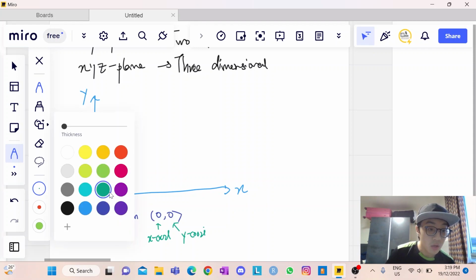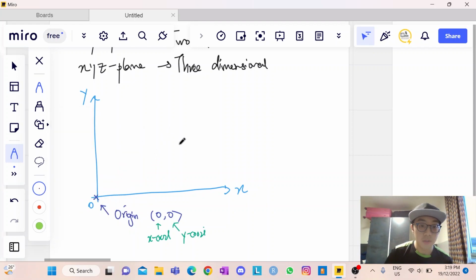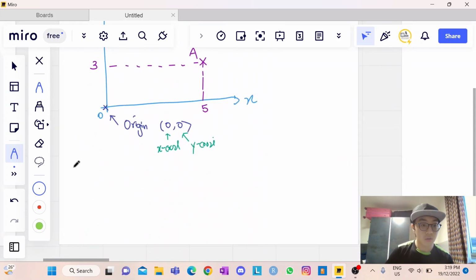So to give another example, let's say you have a point here, okay, and this is 5 and this is, let's say, 3. Okay, and we name this point A. So the question will be, list what are the coordinates of A.